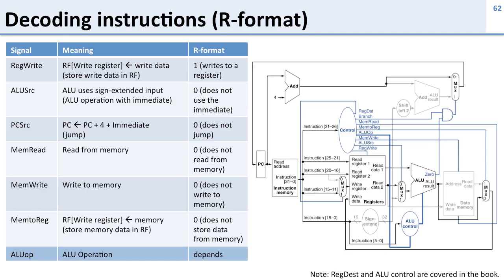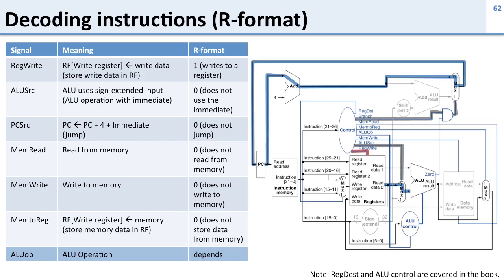So here's decoding an R format instruction. For an R format instruction, reg write is going to be 1, because we are going to write into the register file. ALU source is going to be 0, because we don't use the immediate value. We're going to take the second input directly from the register file. PC source is going to be 0, because we're not doing a branch. We're going to go to the next instruction, so just +4. Mem read is 0, we're not reading from memory, and mem write is 0, we're not writing to memory.